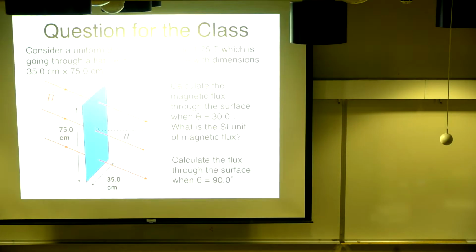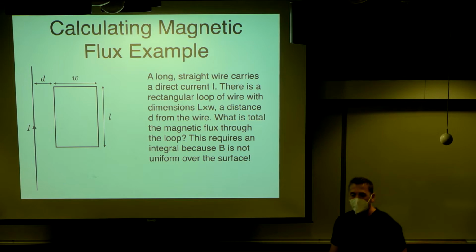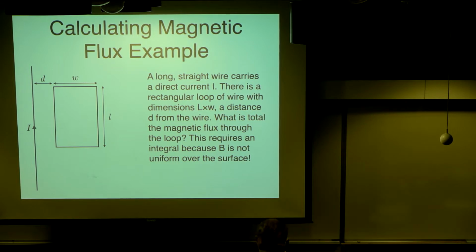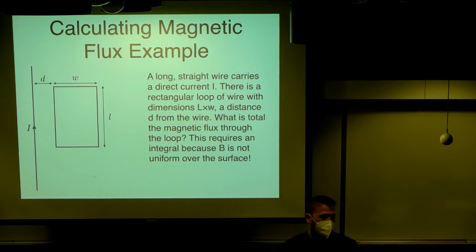So that's one example of calculating magnetic flux. Let me show you another example. Now in the example I just gave you, again, we were pretty much able to get around doing any sort of integration because it was a uniform B field and the surface was perfectly flat. In this case, we're not going to be able to do that. We're going to be forced to do the integral because the B field is non-uniform.